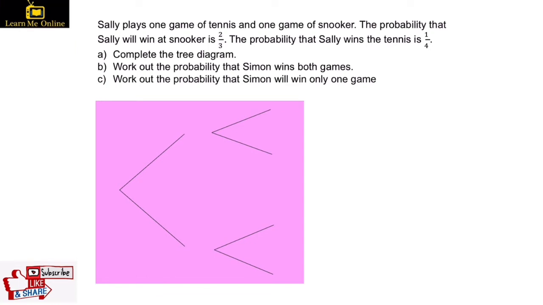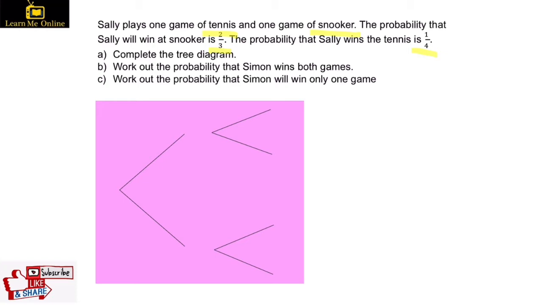Alright, so here we have the next example. We're going to read it and gather the main information. What we see here is that the probabilities are given in fraction form. Sally plays one game of tennis and one of snooker, so there are two different types of game. One is tennis, another is snooker. The probability that Sally wins at snooker is 2/3. The probability that she wins tennis is a quarter. So here's the probability given for Sally to win the snooker game and the tennis game.